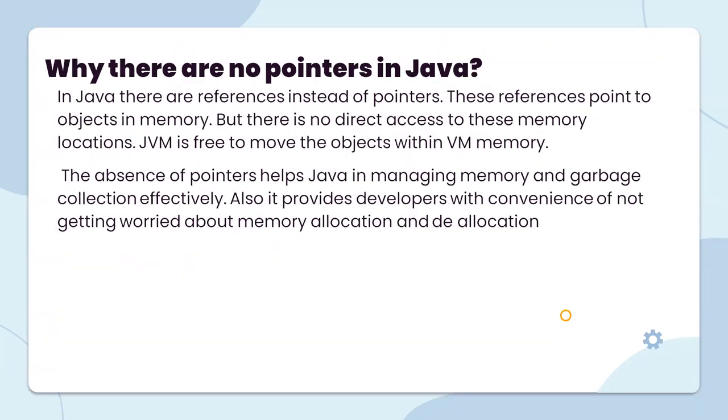Next question is, why are there no pointers in Java? In Java, there are references instead of pointers. These references point to objects in memory, but there is no direct access to these memory locations. The JVM is free to move the object within virtual memory, right? The absence of pointers helps Java manage memory and garbage collection effectively. It also gives the developer the convenience of not worrying about memory allocation and deallocation.